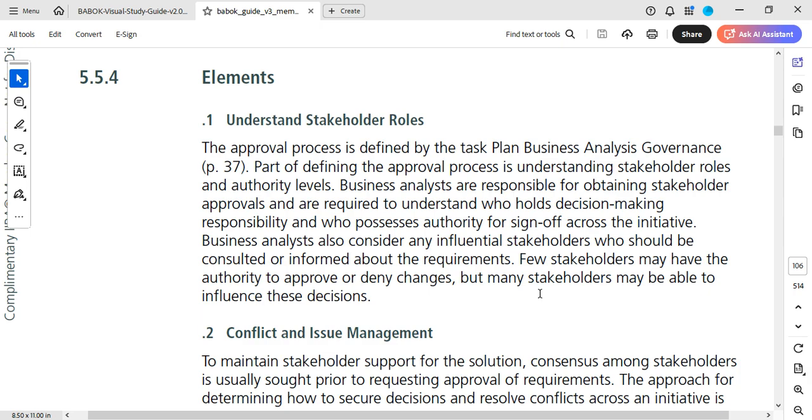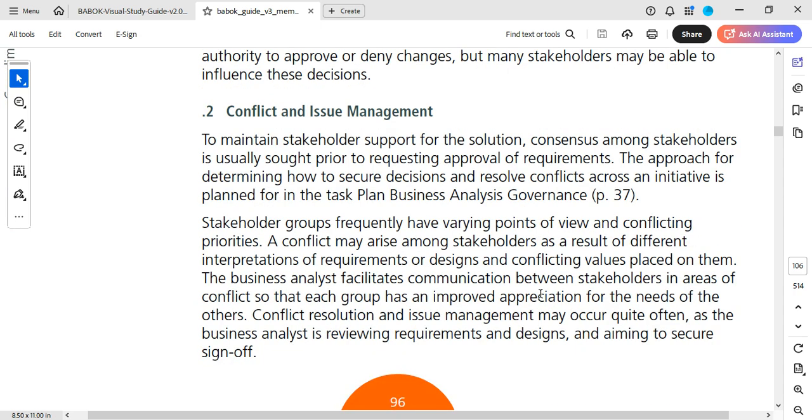Business analysts also consider any influential stakeholders who should be consulted or informed about the requirement. Few stakeholders may have the authority to approve or deny changes, but many stakeholders may be able to influence these decisions. So you need to be careful.